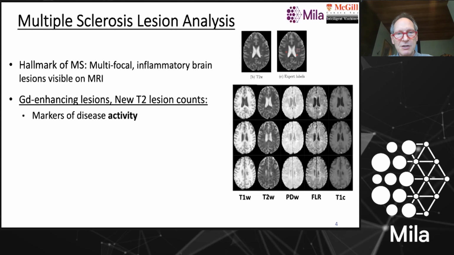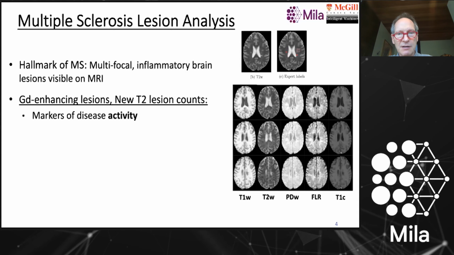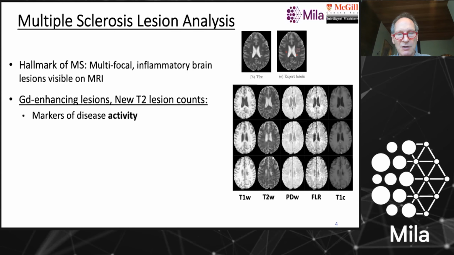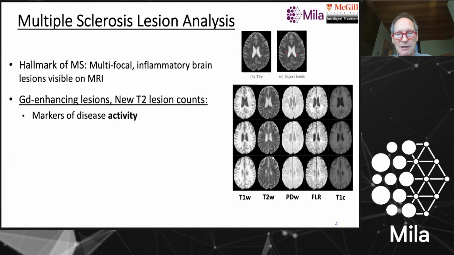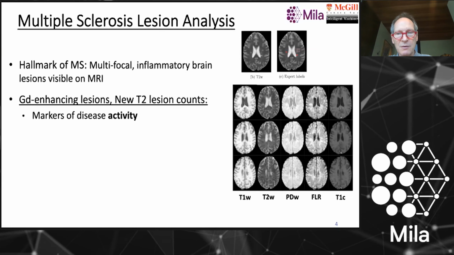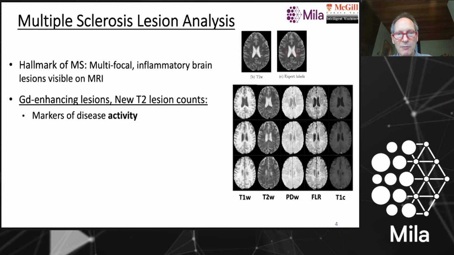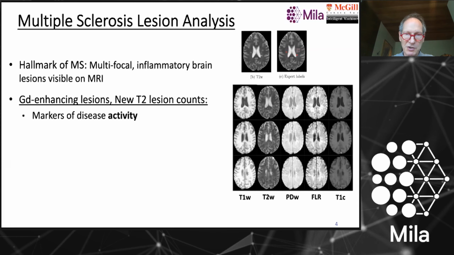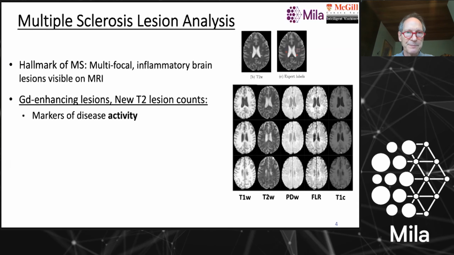The normal appearing tissue is in fact not completely normal. It's also affected by the disease. It has a component of degeneration associated with it and some inflammation, which is of a different sort that you don't see with gadolinium. But the normal appearing brain tissue involvement is also important for disease progression. And so we can't ignore it.